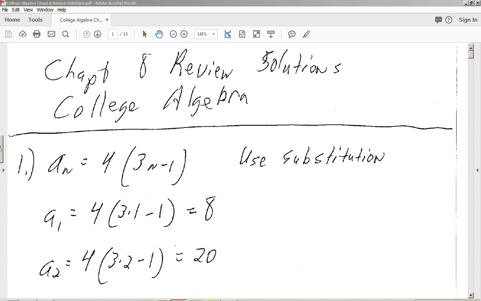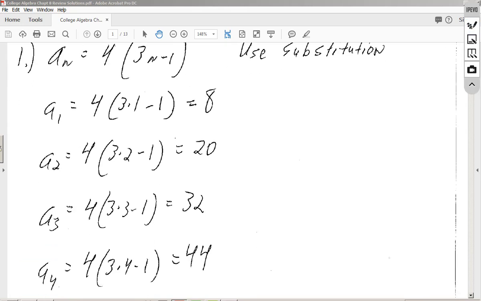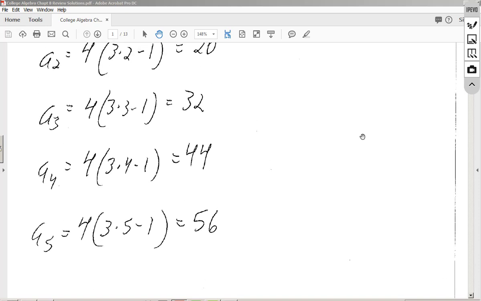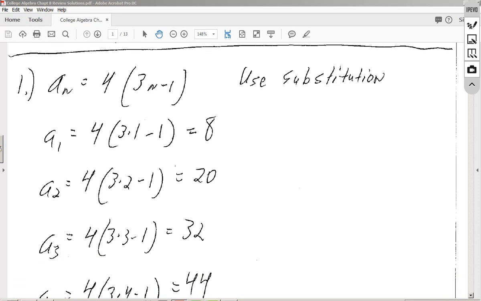Okay, as we look at problem number 1, it says write the first 5 terms of the sequence whose general term is given. And we've got a sub n equals 4 times (3n minus 1). So remember that the first 5 terms is just going to be a sub 1, a sub 2, a sub 3, a sub 4, and a sub 5.